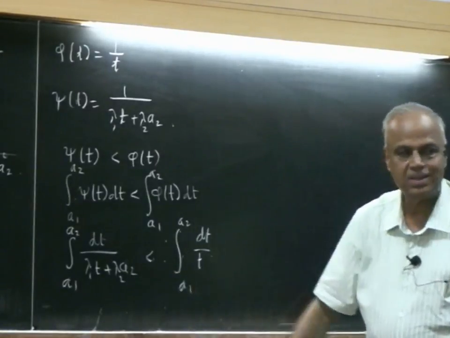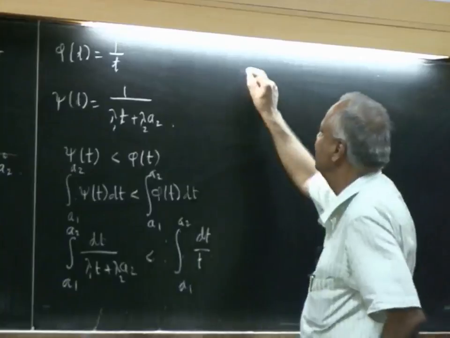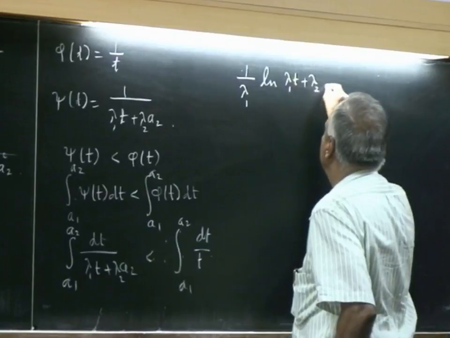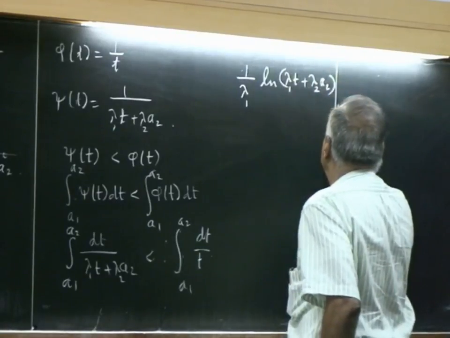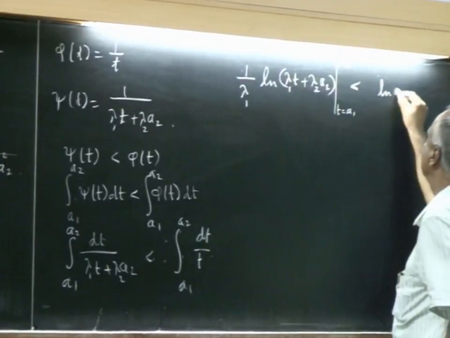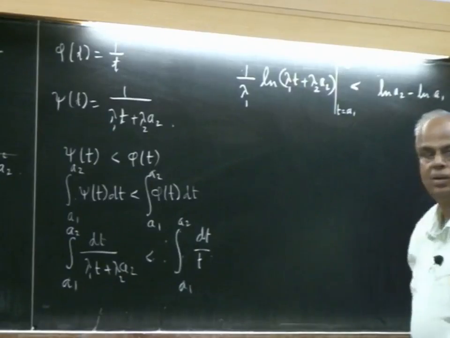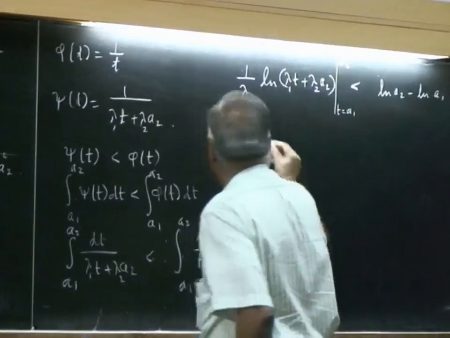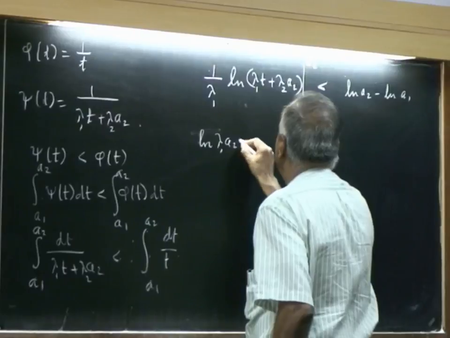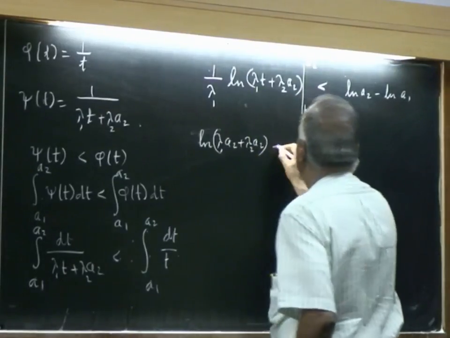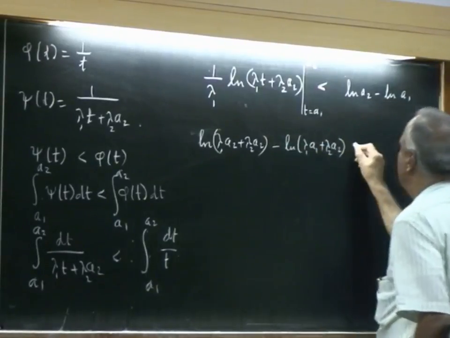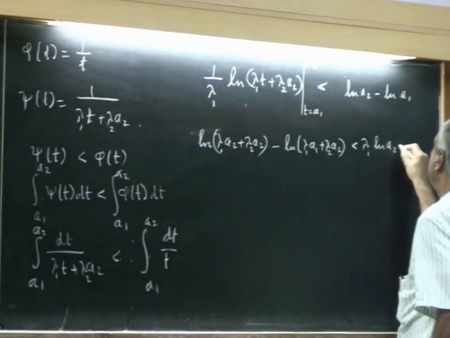What is the integral of this? Put this as some u and do all the integration. It is 1 over lambda 1 log of lambda 1 t plus lambda 2 A2, for t between A1 and A2, is less than log t. So, it is log A2 minus log A1, or you take the lambda 1 to that side, simply look at what you get: log of lambda 1 A2 plus lambda 2 A2 minus log of lambda 1 A1 plus lambda 2 A2. Take the lambda 1, that is positive, so you can push it to the other side.